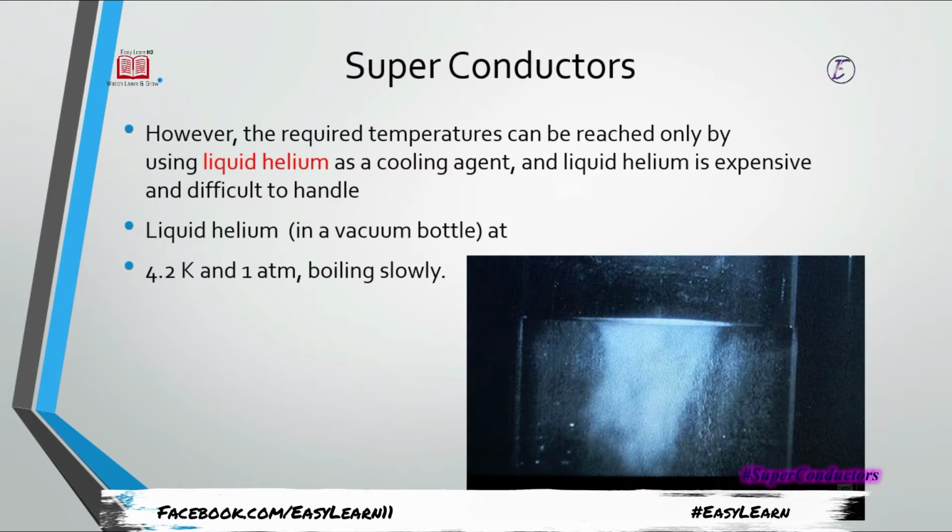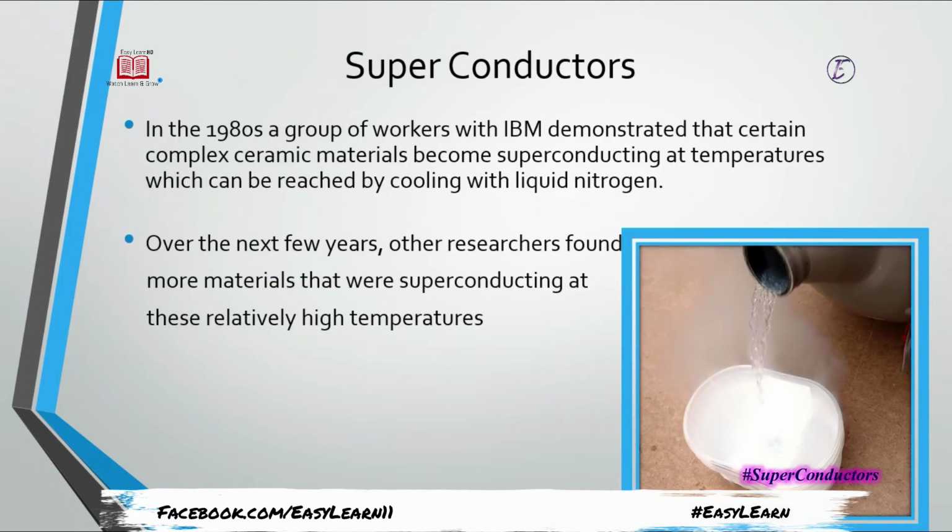At that time, the basic issue scientists were facing was how they could achieve such a low temperature. 0 Kelvin is a very low temperature. They could achieve it at that time with a cooling agent called liquid helium. But the issue is that liquid helium, as you can see in the diagram, is very expensive and difficult to handle. Even if it touches 4.2 Kelvin at 1 atm pressure, it will start boiling. This diagram is taken at these temperature conditions, 4.2 Kelvin and 1 atm, in a vacuum tube, showing its boiling procedure. It is very difficult to handle, and it is expensive too.